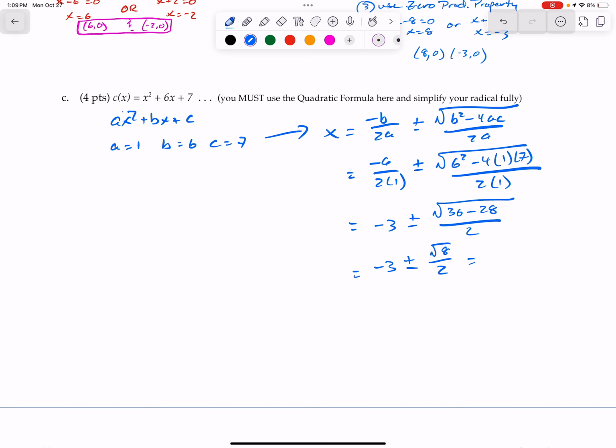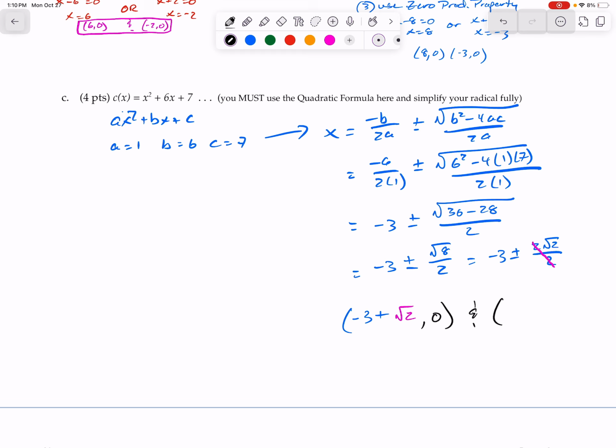If we simplify the square root of 8, that's negative 3 plus or minus 2 root 2 over 2. If you go back to simplifying radicals, that should hopefully make sense. And we have to write this as points because it says that. Minus 3 plus, oh wait, 2 over 2 is 1. So minus 3 plus, all that's left over is root 2, comma 0.